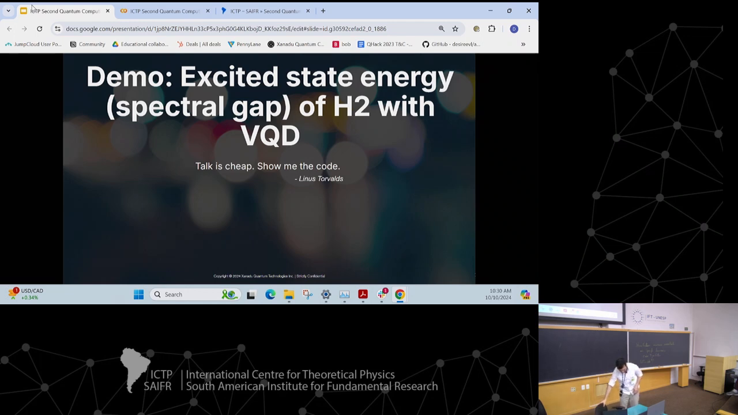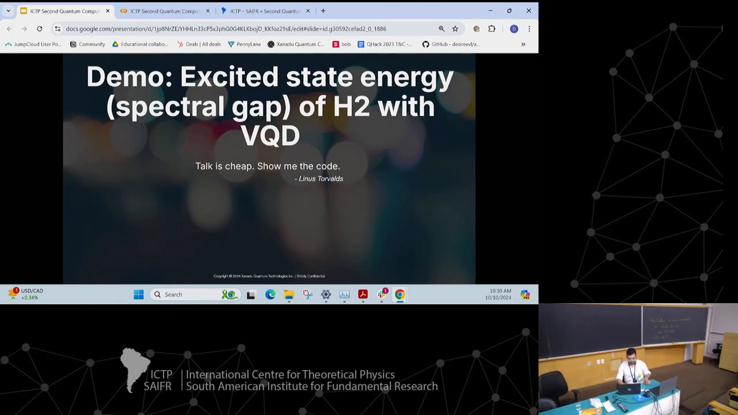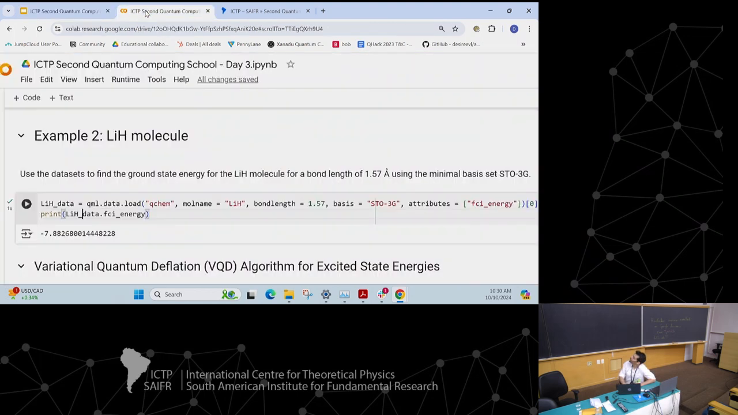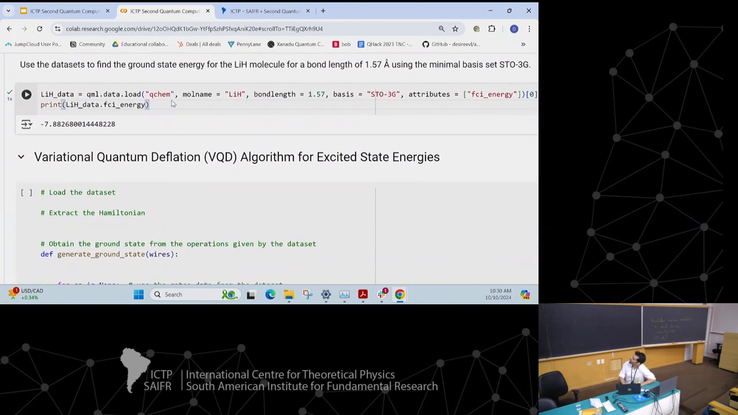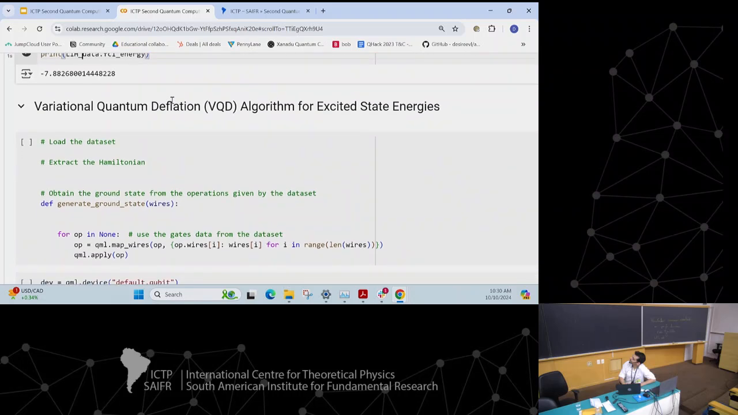All right, so let's try this out. We're going to do this for the H2 molecule. We're not going to redo VQE for this. Instead, we're going to just load the data for that.